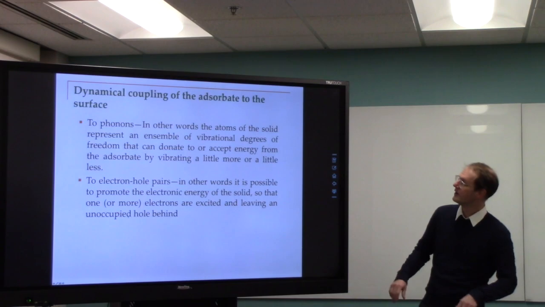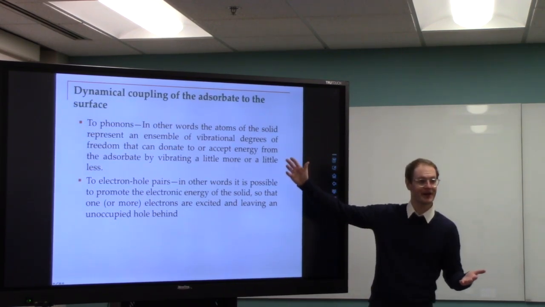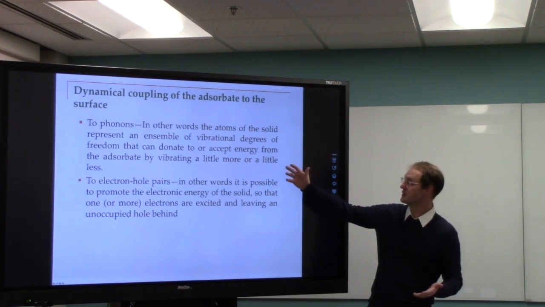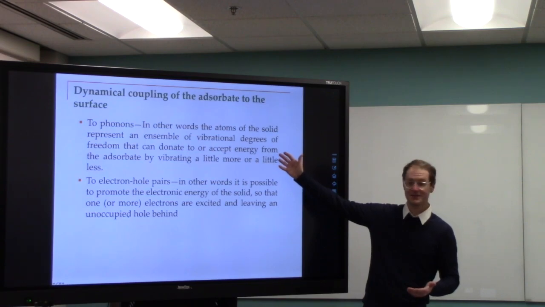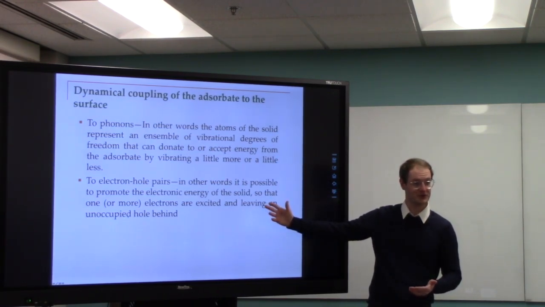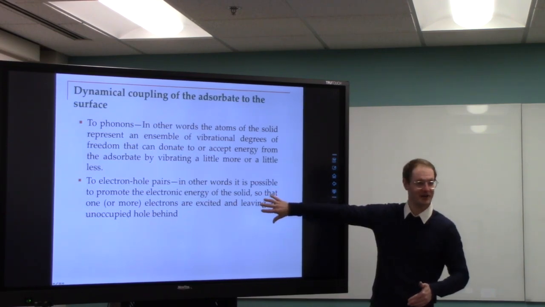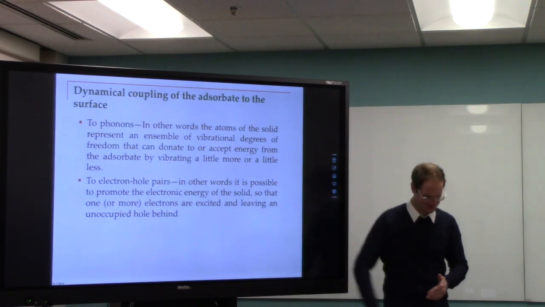Basically there are two primary ways that you can dissipate energy to the surface. You can excite surface phonons, or you can excite the electronic degrees of freedom of the surface. You can excite electron hole pairs. This one we'll talk about next time, and today we're going to talk about phonons.